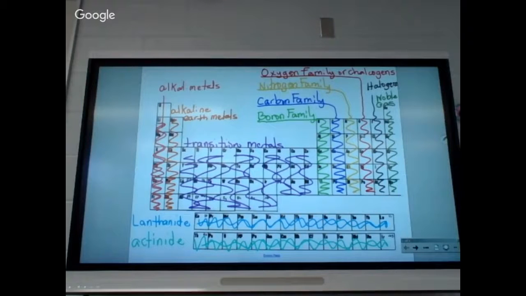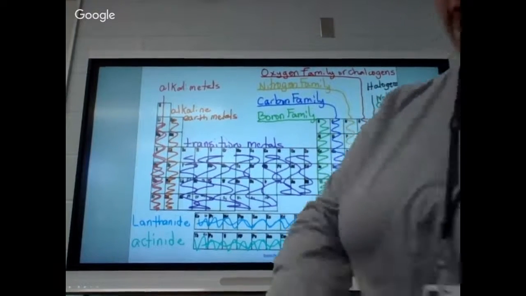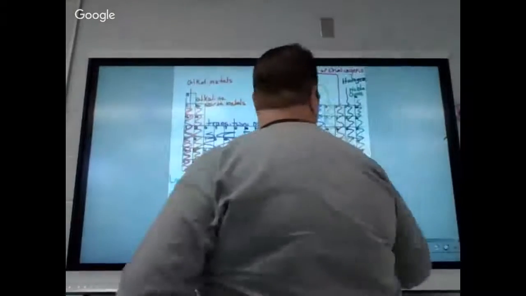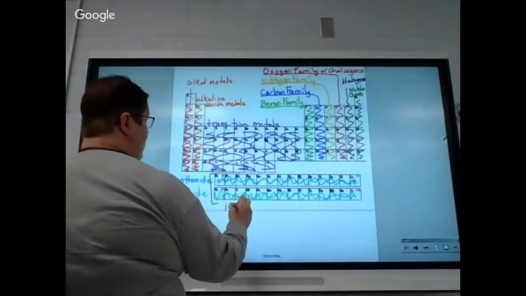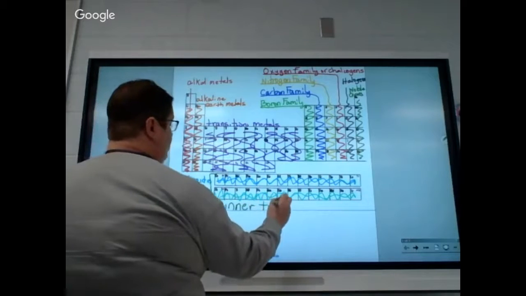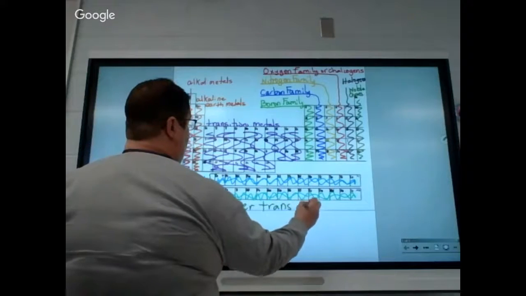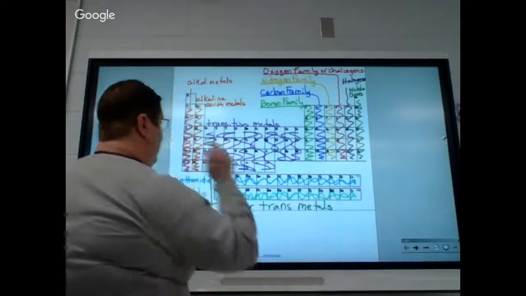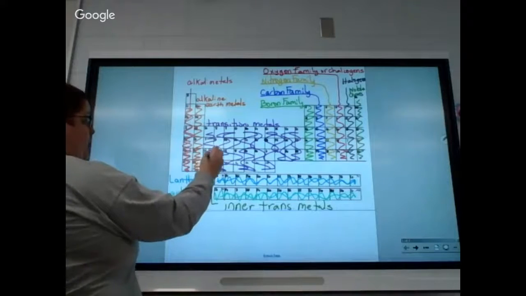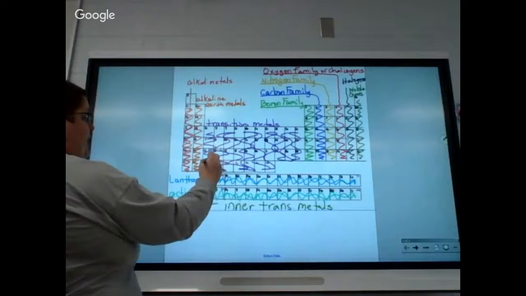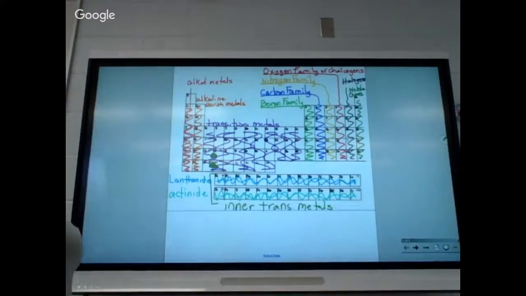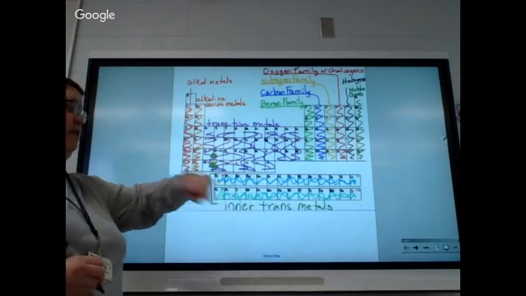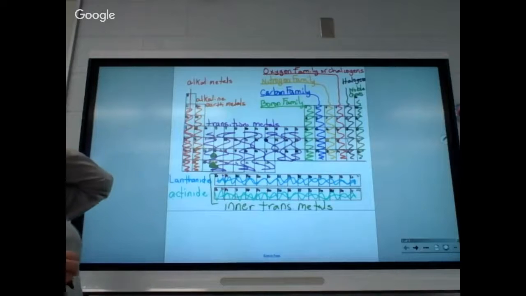Now, the bottom two have a collective name. These two are referred to together as the inner transition metals. All right, these two come out of the middle of the transitions. Remember, these two were cut out of that section, and so they're referred to as the inner transition metals. Okay, does that make sense? So a lot of the properties that the transition metals have, these two also have. So they're referred to as the inner transition metals.